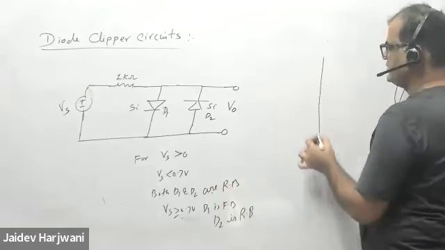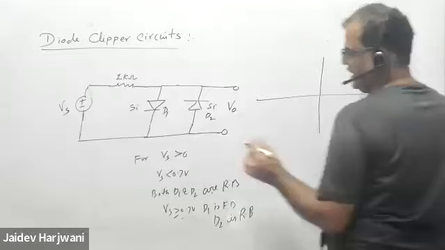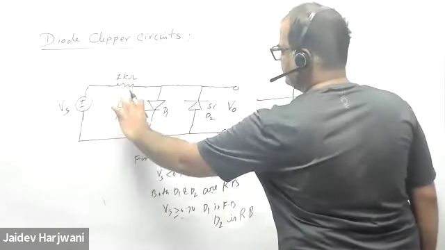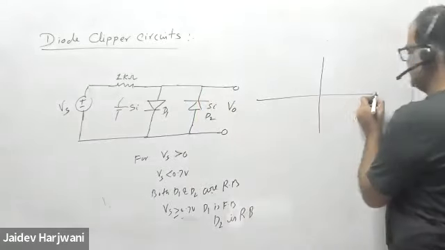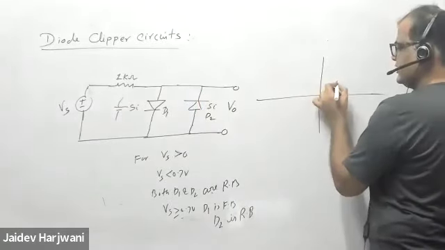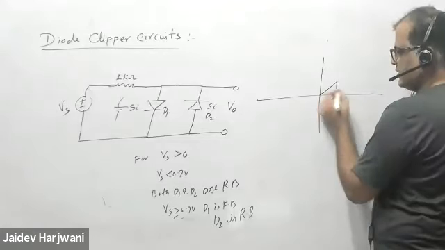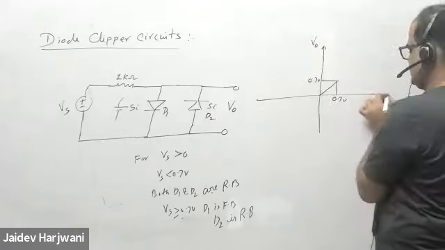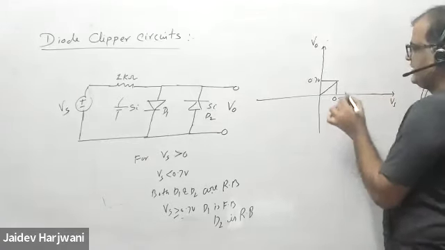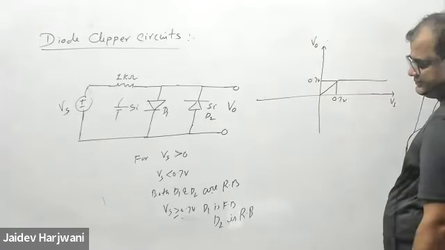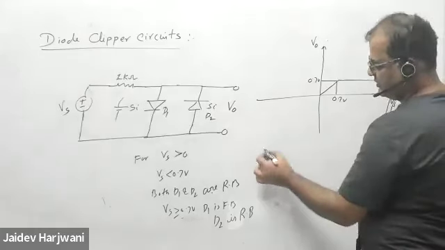So if I plot this, when D1 becomes forward biased, it becomes a battery of 0.7. So this voltage will come as it is here. When both are open, you will get it like this. Up to here, you get 0.7. And after that, this will be fixed at 0.7. Same thing happens in negative.